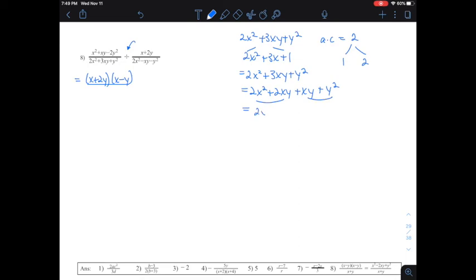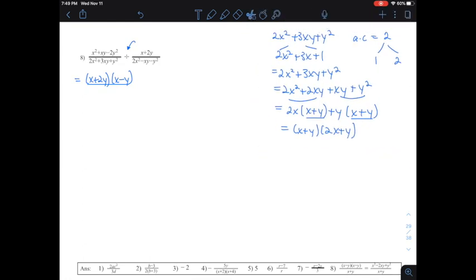And then I'm going to group and factor out the GCF in both of them. And I know I've done something right because these two are the same. So I'm going to factor out the x plus y, 2x plus y. Okay, so this is my scratch work. I'm just going to move it over a bit for this denominator. So that's x plus y, 2x plus y. And then what I want to do is multiply by the reciprocal.